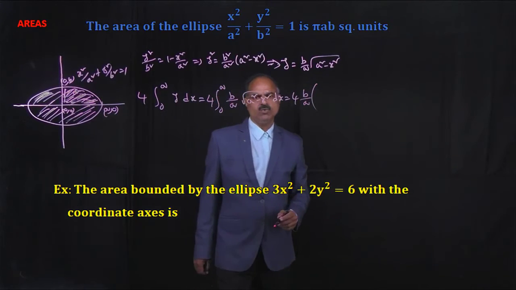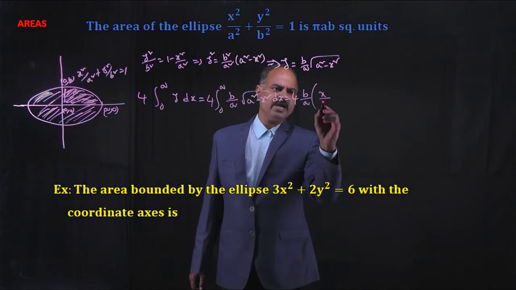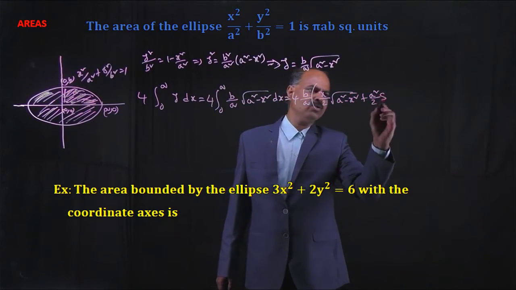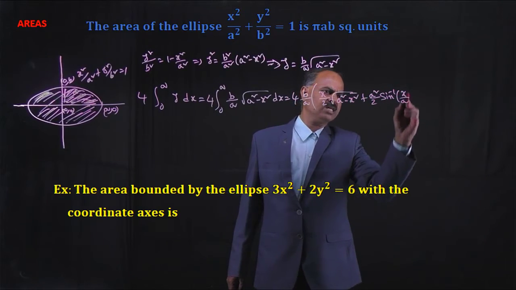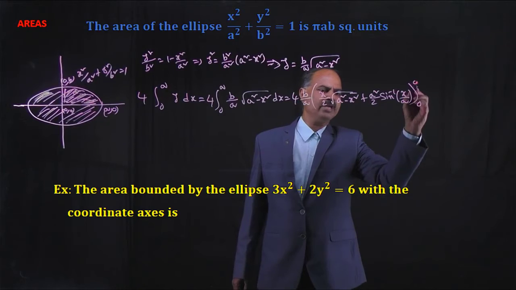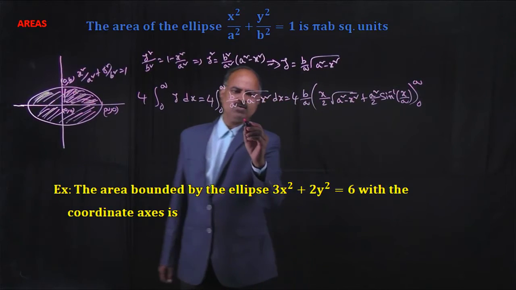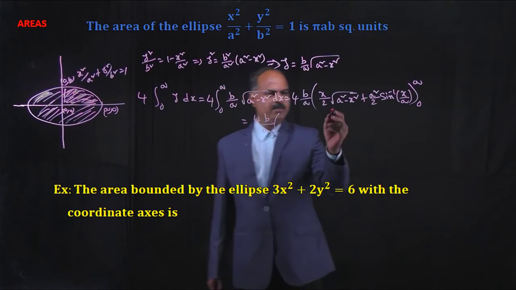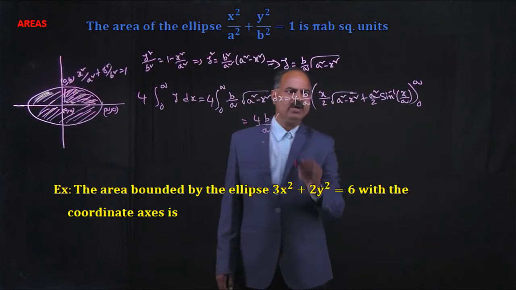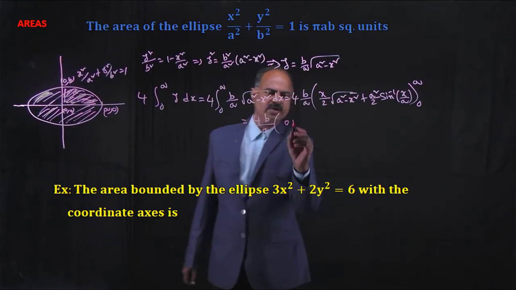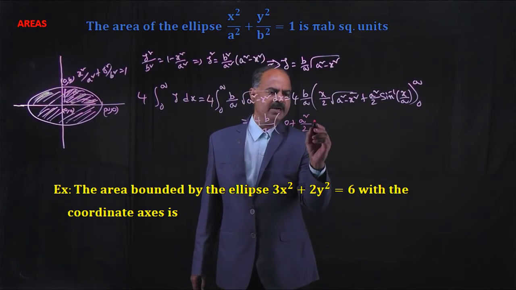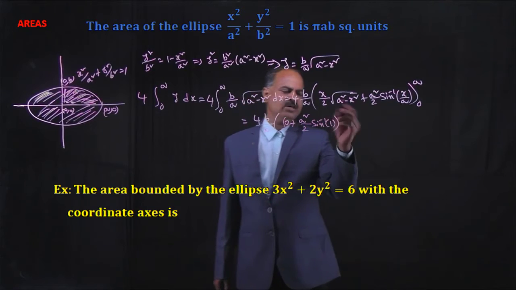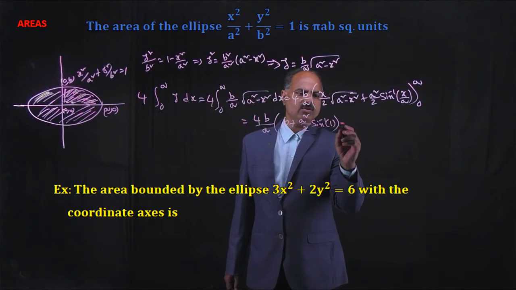the integral of square root of a square minus x square dx, which is x by 2 into root over a square minus x square plus a square by 2 into sin inverse x by a, with limits 0 to a. Now this is equal to 4 into b by a into, substitute the upper limit in place of x: a by 2 into root over a square minus a square, that is 0, plus a square by 2 into sin inverse a by a, that is sin inverse 1. Substitute the lower limit 0: everything is 0, since sin inverse of 0 is 0.